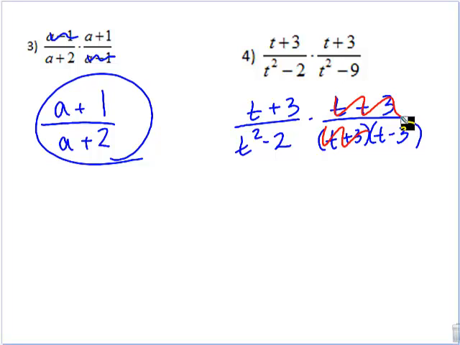Okay, so now looking in the numerator, what do we have left? A t plus 3. In the denominator, we have a t squared minus 2 times a t minus 3. So we have to multiply these together. Okay, so when we take our t squared times our t, what do we have? T cubed. When we take our t squared times our minus 3, what do we have? T squared times our minus 3.